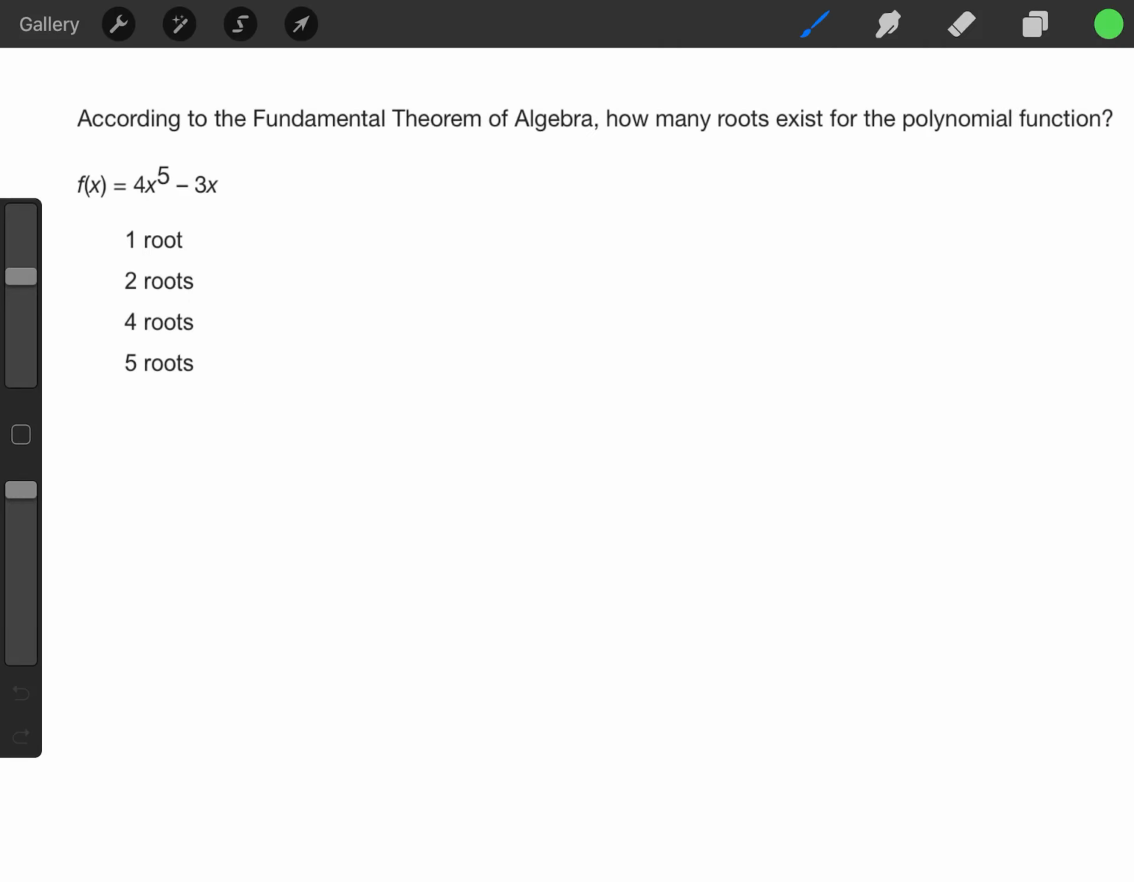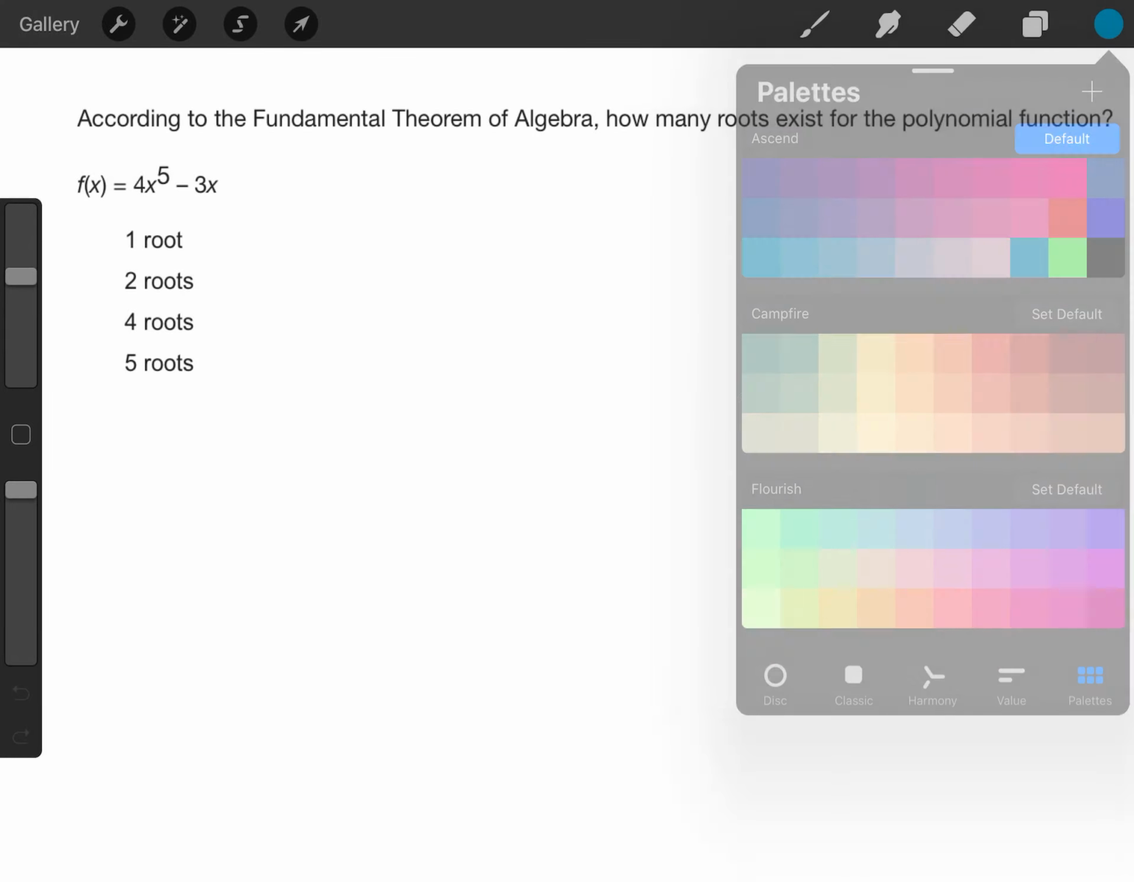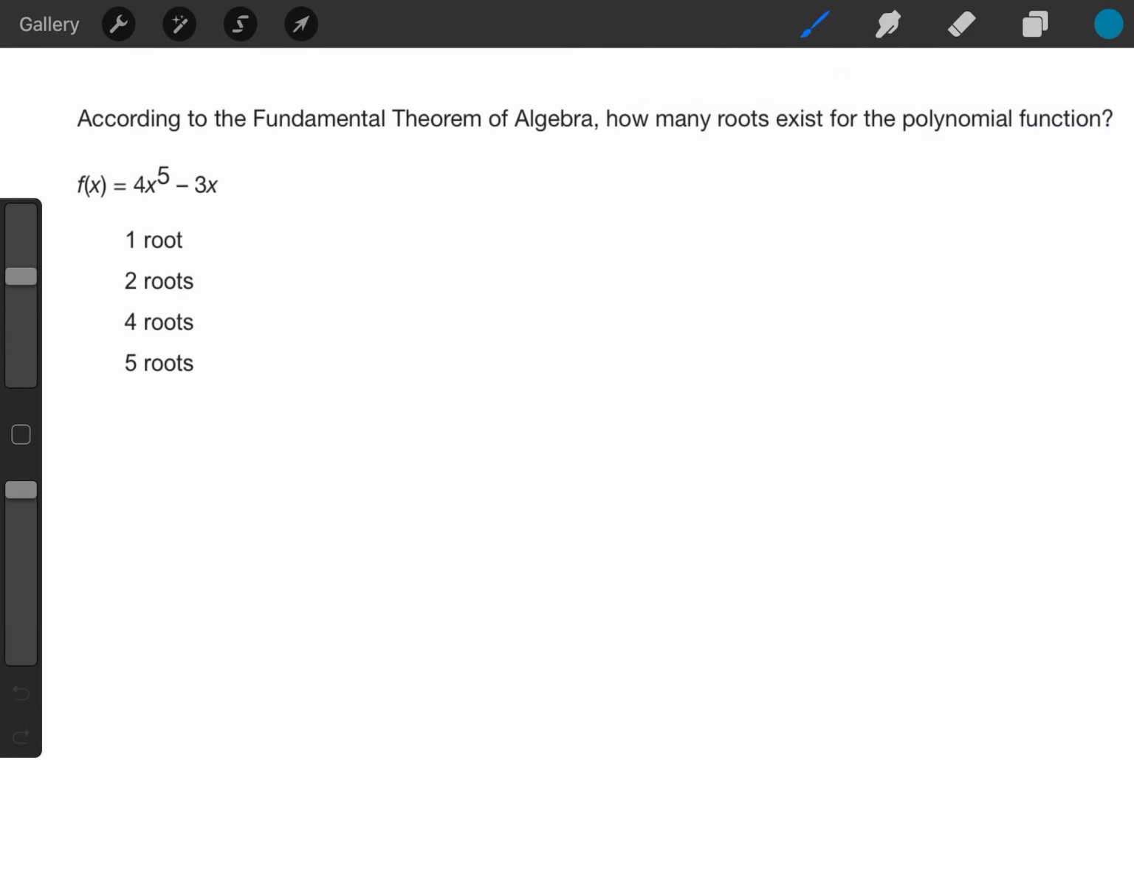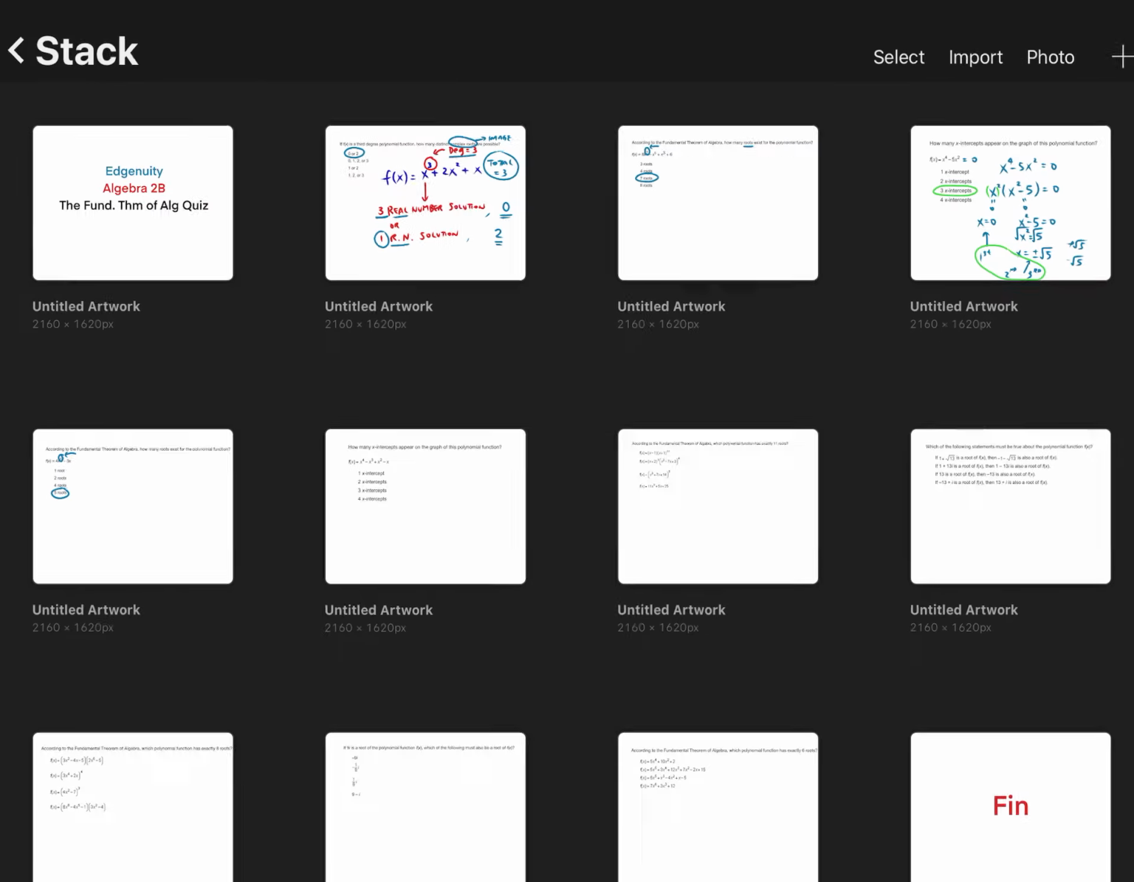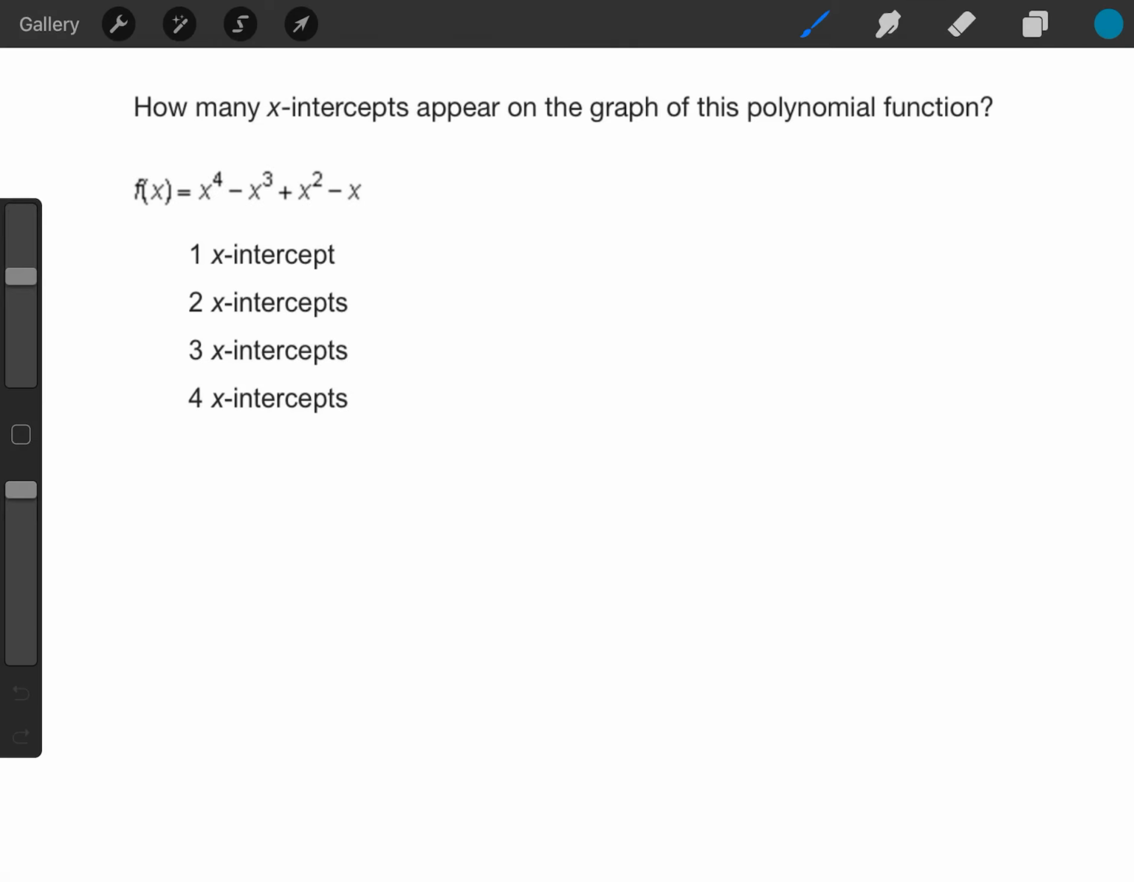All right, according to the fundamental theorem of algebra, how many roots exist in here? Like what we did earlier, just look at the highest degree: 5 roots. Those are like the gimmies. All right, how many x-intercepts appear on the graph of this polynomial function? This is another similar question. You have to set it equal to 0. And for this one, I'm going to rewrite it.